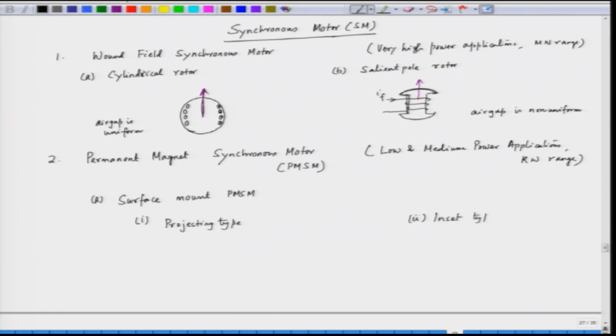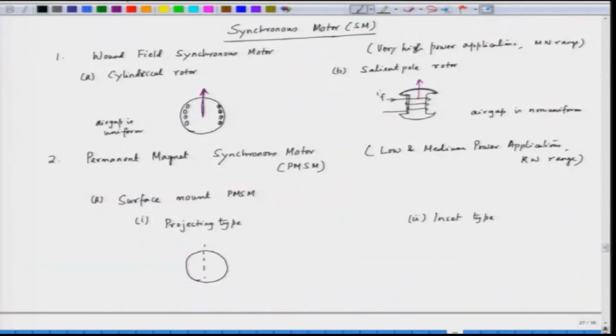In a permanent magnet synchronous motor, the rotor is a permanent magnet, the field windings are absent. So, we produce the rotor flux by having permanent magnets. In projecting pole type permanent magnet rotor, we have the projecting magnets in the rotor. So, this is the rotor structure and we have the magnets here. This is the magnet. Similarly, we have a magnet here and here.